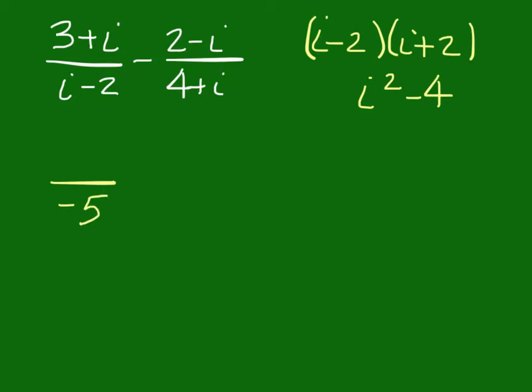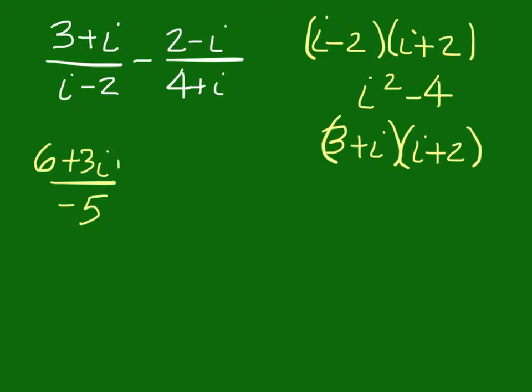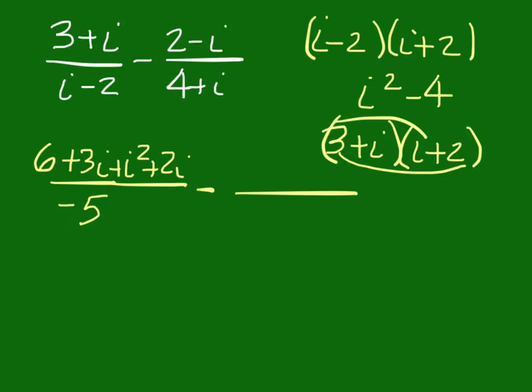Now on the top, I have to do the same thing. So if I multiply 3 plus i times i plus 2, then I would end up with a 6 plus 3i, and then plus i squared plus 2i. And we can simplify that in just a bit. So we'll keep the minus, and we're going to run into that side pretty soon. Remember, that came from 6, 3i, i squared, and then 2i.